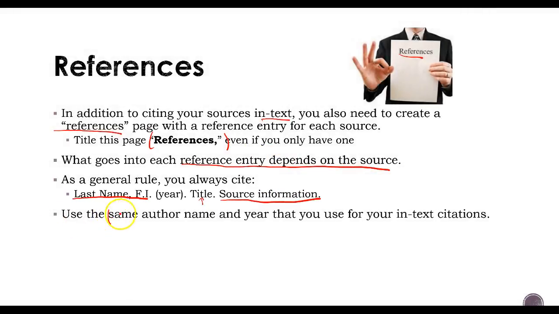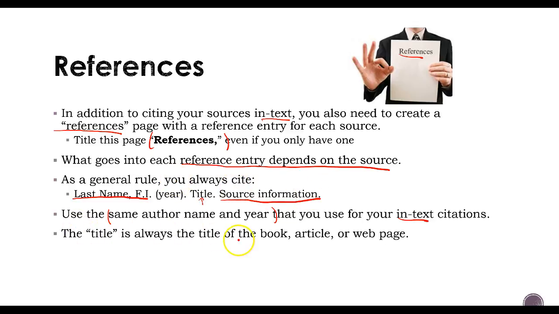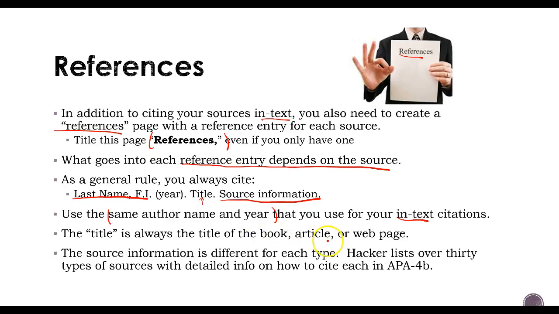So use the same author name and year that you use for your in-text citations, and then you just want to add what's the title of the piece and what's the source information, where did it come from. So the title is always the title of the book, the title of the article, the title of the web page, and the source information is different depending on the type.